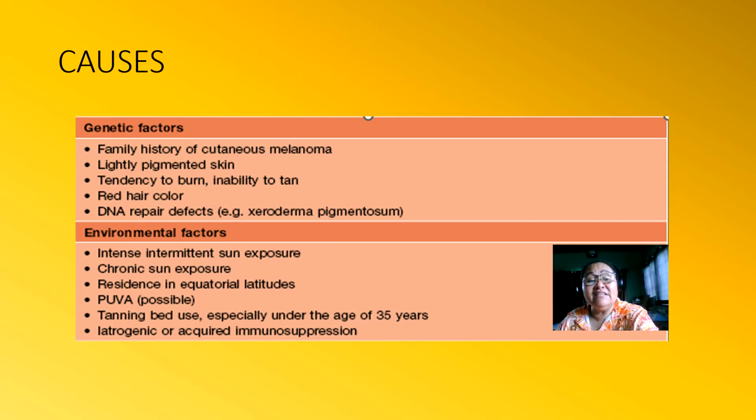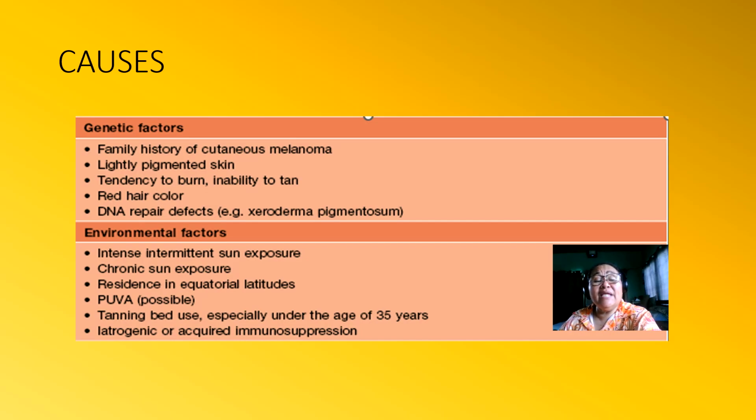For genetic factors, some people inherit gene mutations that increase the risk of developing melanoma, especially if there is a family history of the disease. Some examples of genetic factors are a family history of cutaneous melanoma, lightly pigmented skin, a tendency to burn, inability to tan, red hair color, and DNA repair defects. An example is xeroderma pigmentosum.